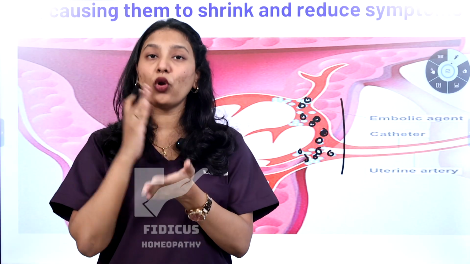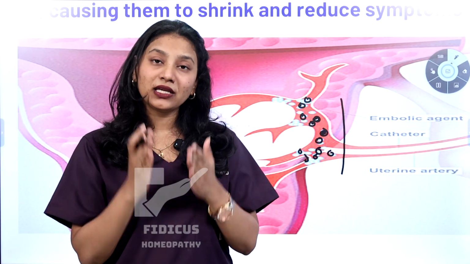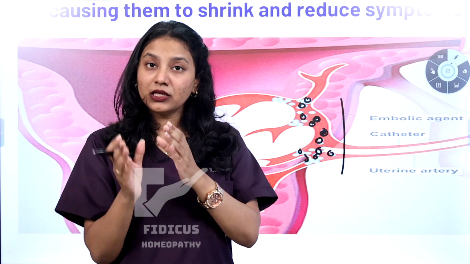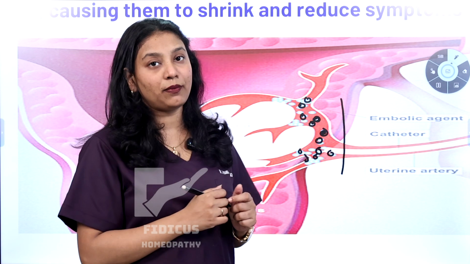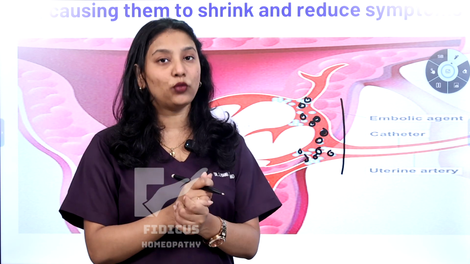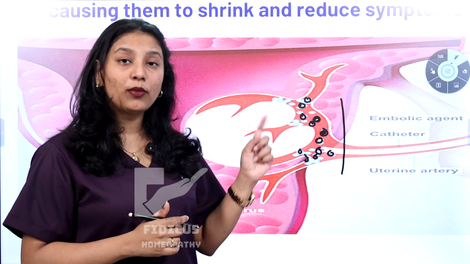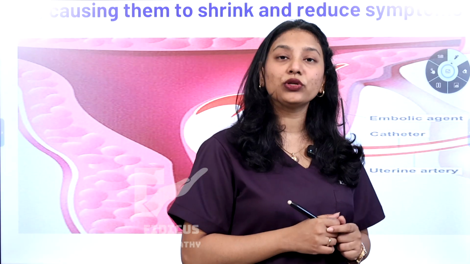Embolus is something which blocks the blood vessel, and embolization is the process where this blockage material comes and attaches and cuts off the blood supply. This process is totally called embolization. So here we are blocking the blood supply of the fibroid in order to shrink it.